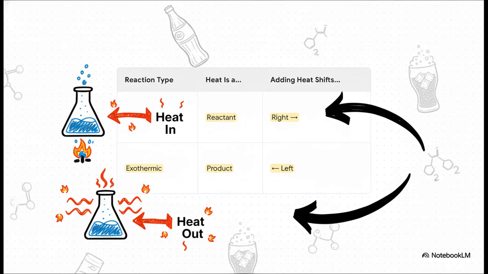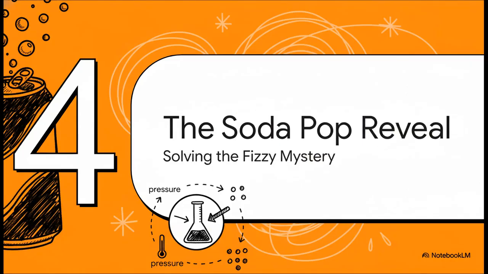The easiest way to figure out what's going to happen is to just think of heat as if it's an actual ingredient in the equation. So if a reaction needs heat to happen, if it's endothermic, just pretend heat is a reactant on the left side. If you add more heat, you're adding more reactant, so you push the reaction to the right. And if a reaction releases heat, if it's exothermic, just think of heat as a product on the right. Add more heat there, and you'll push the reaction back to the left. Simple as that.